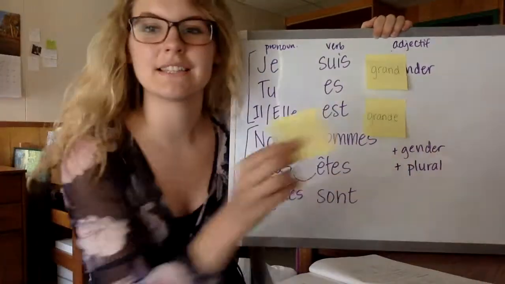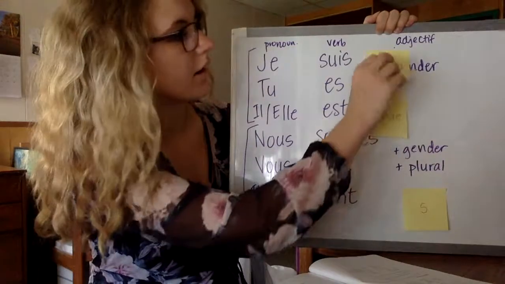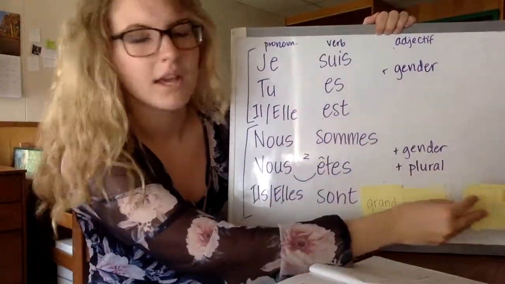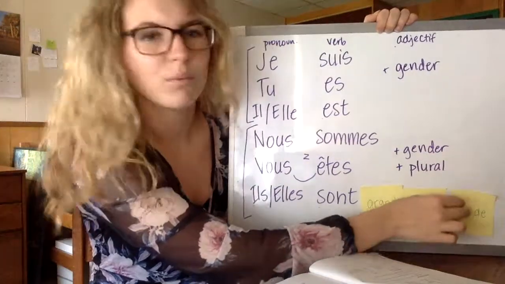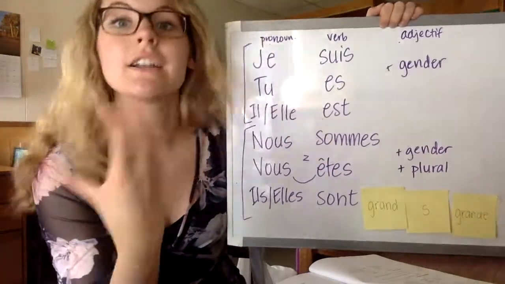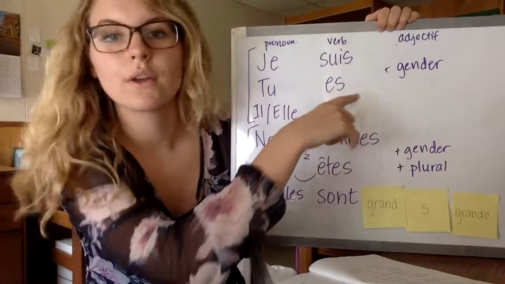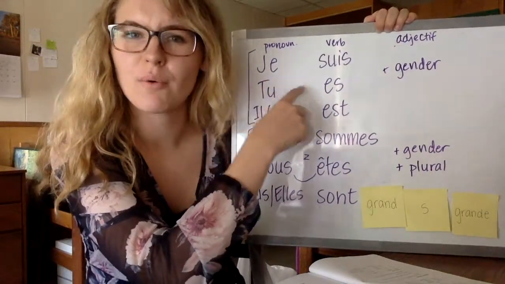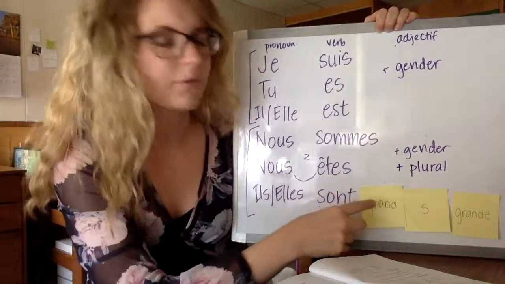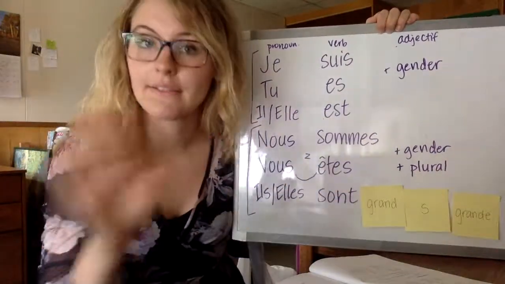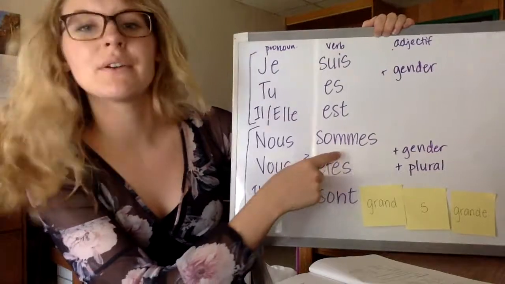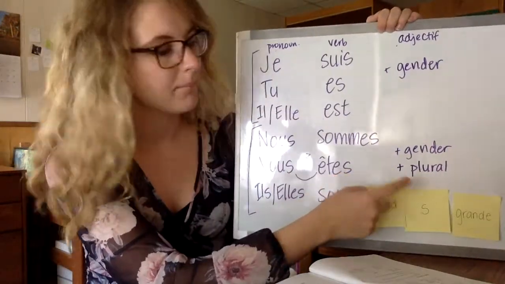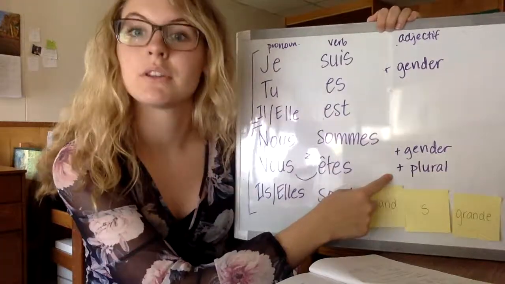So why do I have this S here? So you see up here, for these first three, this first group I made, under adjective, it says add gender. What does that mean? It just means for the adjectives that we have, we're going to change them based on the gender of the pronoun. So that's all we might change about the adjective. Just go from grand to grande. That's all that changes. But down here, attention, you still add gender, right? But you also add plural.